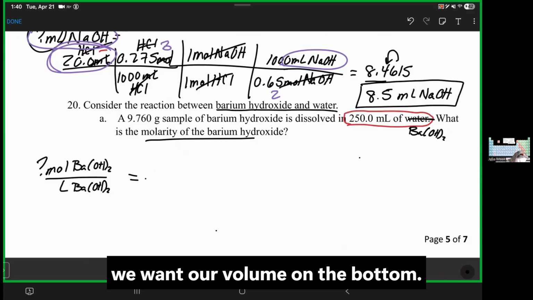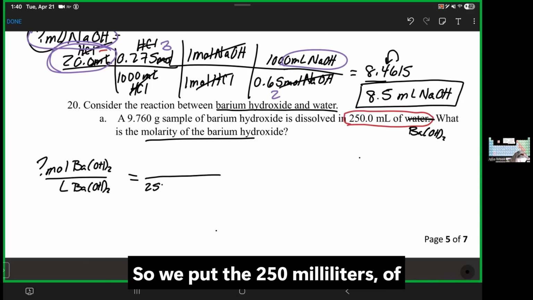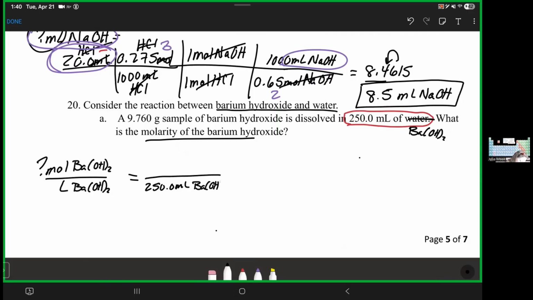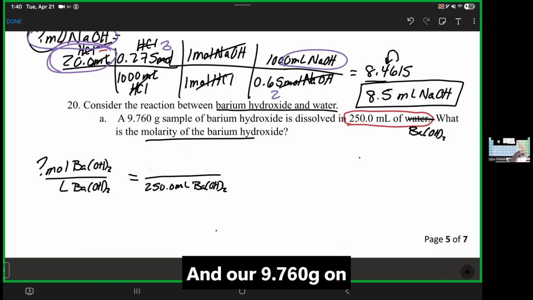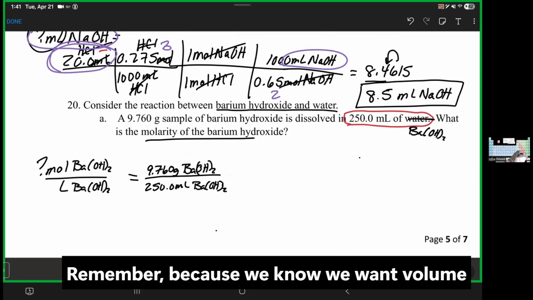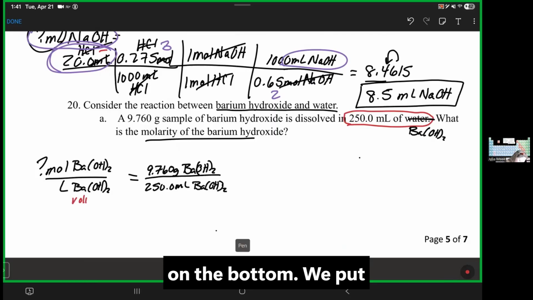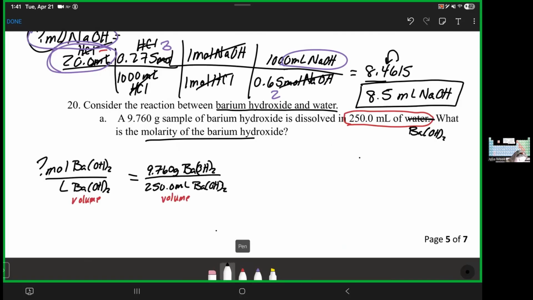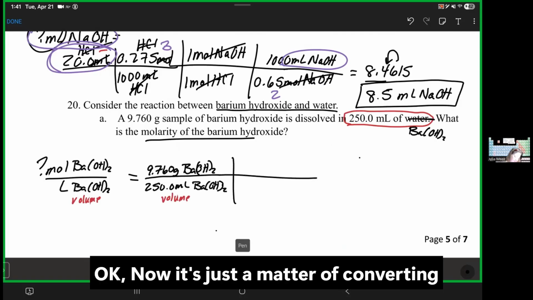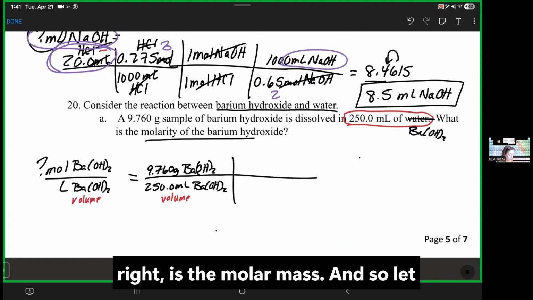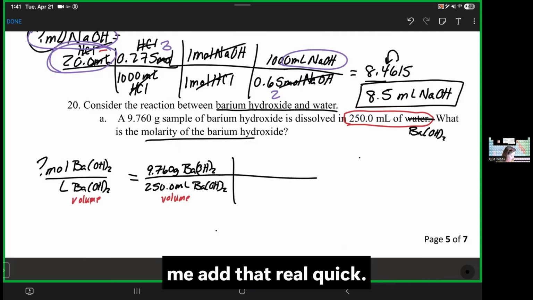So we want our volume on the bottom. So we put the 250 milliliters of the barium hydroxide on the bottom and our 9.760 grams on the top. Right? Remember, because we know we want volume on the bottom, we put our volume on the bottom. Okay, now it's just a matter of converting our grams into moles. So grams to moles, right, is the molar mass. And so let me add that real quick.